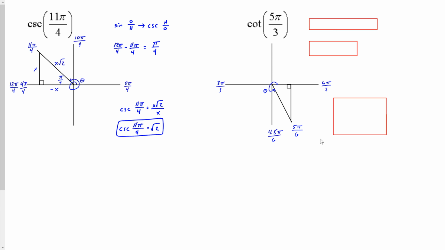So there I made my right triangle. I have to find my reference angle, from 5 pi over 3 back to 6 pi over 3. That's a typo on the page: this should be 5 pi over 3, not 5 pi over 6. So 6 pi over 3 minus 5 pi over 3, which is what this should be, with a 3 in the denominator also. My reference angle is pi over 3.